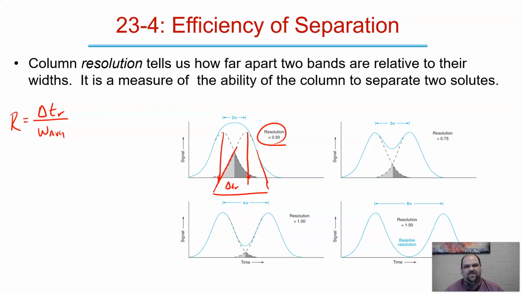Here are examples where they get further and further apart. The one where I want you to pay attention is this one. Here, in between the peaks, we go down to the baseline. Right? We call that baseline resolution or baseline resolved. And also, when we get there, that resolution is 1.5. R has to be greater than or equal to 1.5 to be considered resolved.